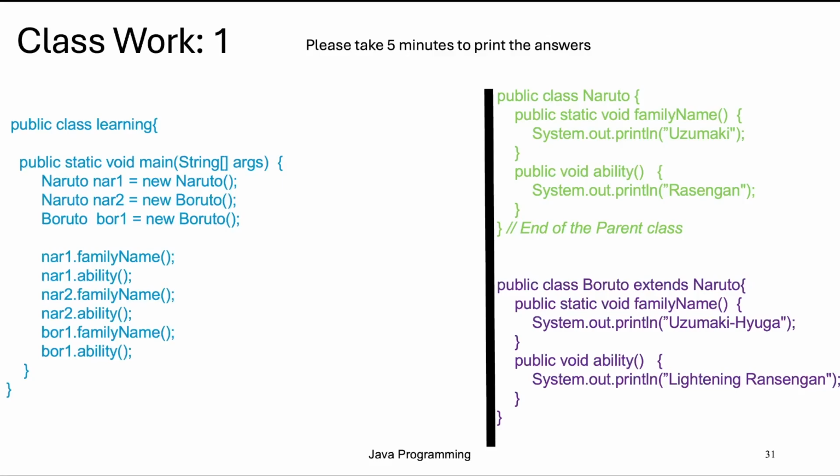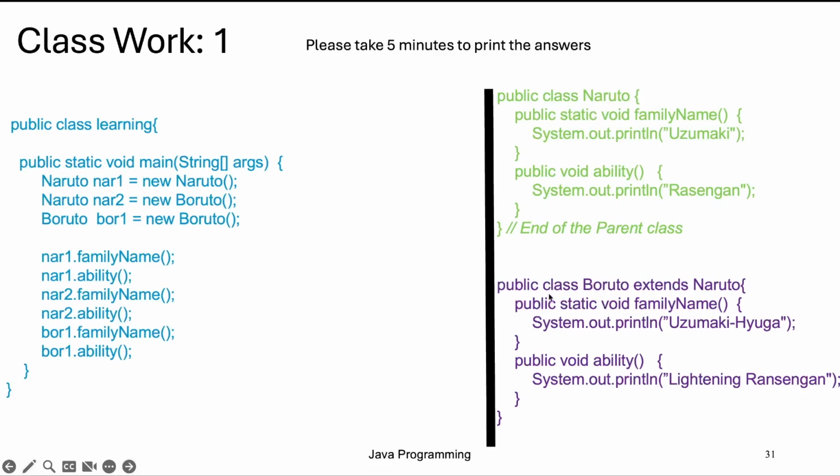Okay, so here if you see on the right side, I have two classes. The first one is public class Naruto, in which I have two functions. The first one is a static function whose name is family name. The second function is a non-static function. So this is the class Naruto.